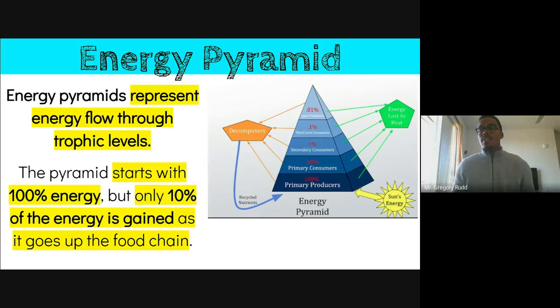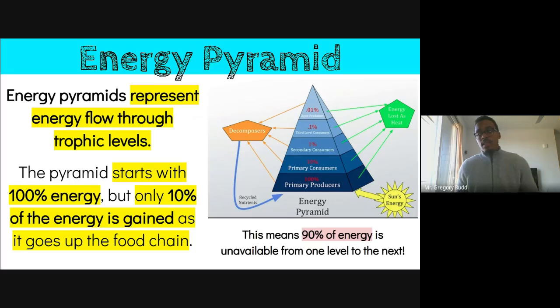So the left side of the screen reads, energy pyramids represent energy flow through trophic levels. The pyramid starts with 100% energy, but only 10% of the energy is gained as it goes up the food chain. So what this means is that as you move up each level of the energy pyramid, 90% of the energy is unavailable.